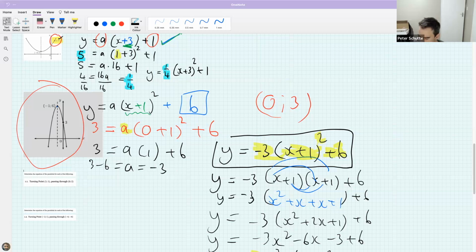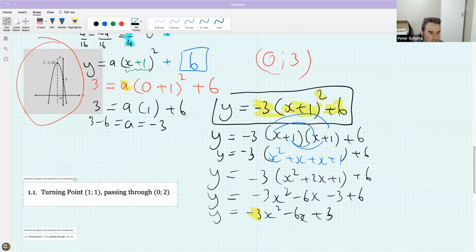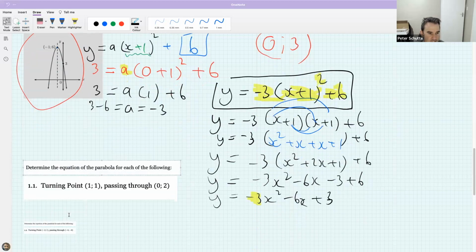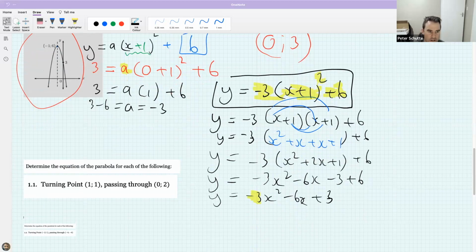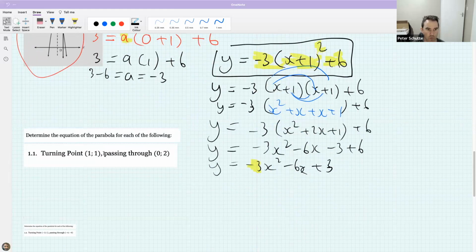Okay, well, let's do one more like this, and then I'll even squeeze in a little bit of bonus stuff because you guys are flying today. So find me the turning point that goes through 1, 1 and 0, 2. So notice now how you're not going to use the root form. You're going to use the turning point form because they've told you this is the turning point. So find me the equation of that parabola.